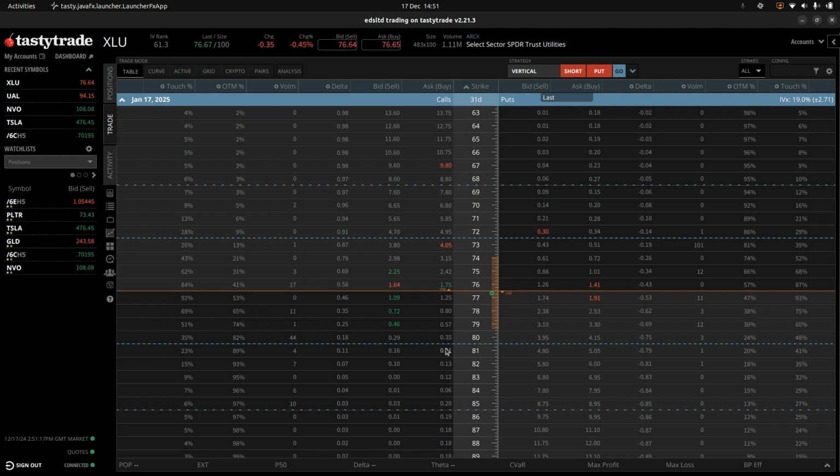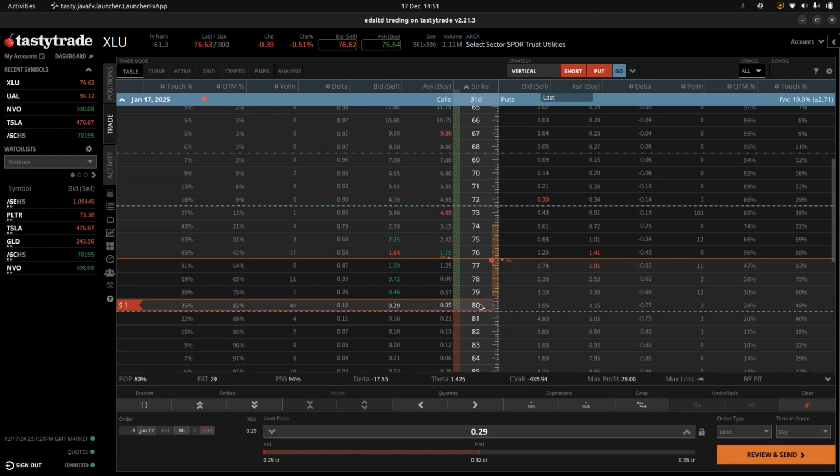Now, how far out do we want to go? I like to go anywhere between 15 and 20 deltas. So this is the delta column here. We've got a delta column on the put side as well. So between 15 and 20 deltas, we've got an 18 delta here at the 80 strike. And on the put side, we've got a 19 delta here at the 73 strike. So that gives us a positive delta on the overall position of 1.41.